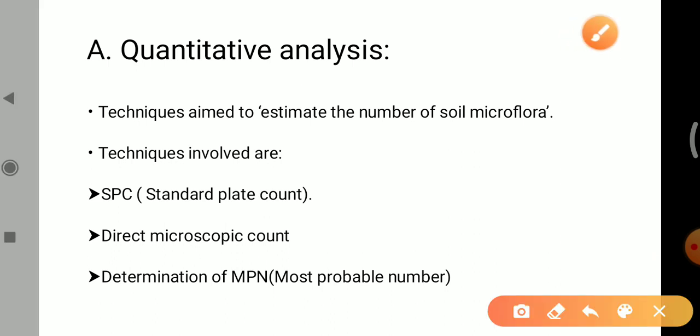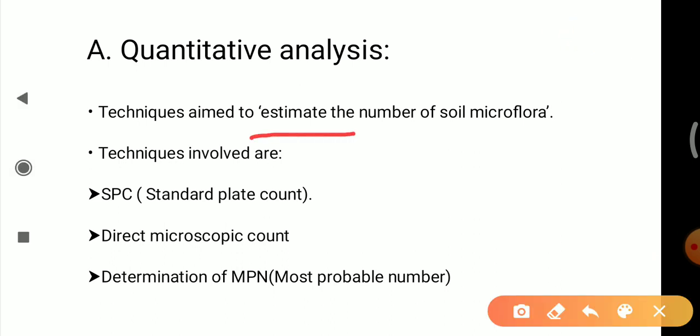The term quantitative aims to estimate the number of soil microflora. Quantitative always deals with numbers, so we can come to know the numbers. Techniques involved are SPC, known as standard plate count technique; second, direct microscopic technique; and third, determination of MPN, the most probable number. All these techniques give an idea about the number of microorganisms present in the soil.